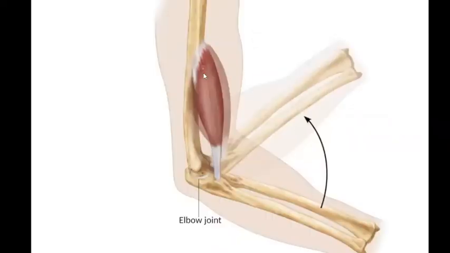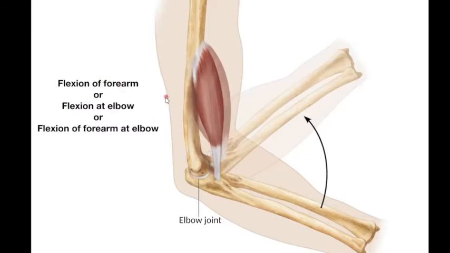So when we talk about these actions, you could talk about them in a couple ways. This can be called flexion of the forearm. This can be called flexion at the elbow. This could be called flexion of the forearm at the elbow if you really want to be sure. This is the easiest thing to say for me, but whatever you're most comfortable with. You can use any of these terms, but that is the muscle action of this brachialis muscle right here.